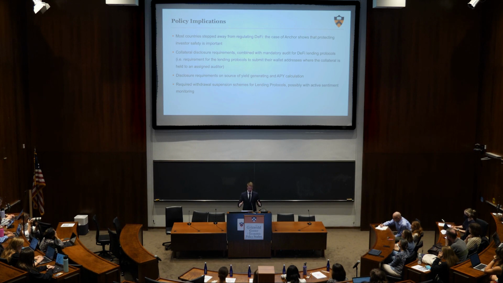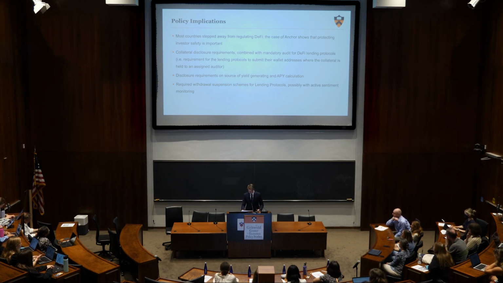People didn't know how this protocol was making this much money, supposedly, right? So having a clarified disclosure requirement with regards to how you calculate the APY could be very helpful to protect from the sentiment shifts. And lastly, if you're able to develop a risk management model that takes into account active monitoring of sentiment, you're able to create a very efficient lending system that maybe has some withdrawal suspension schemes in place, depending on how the sentiment is evolving.